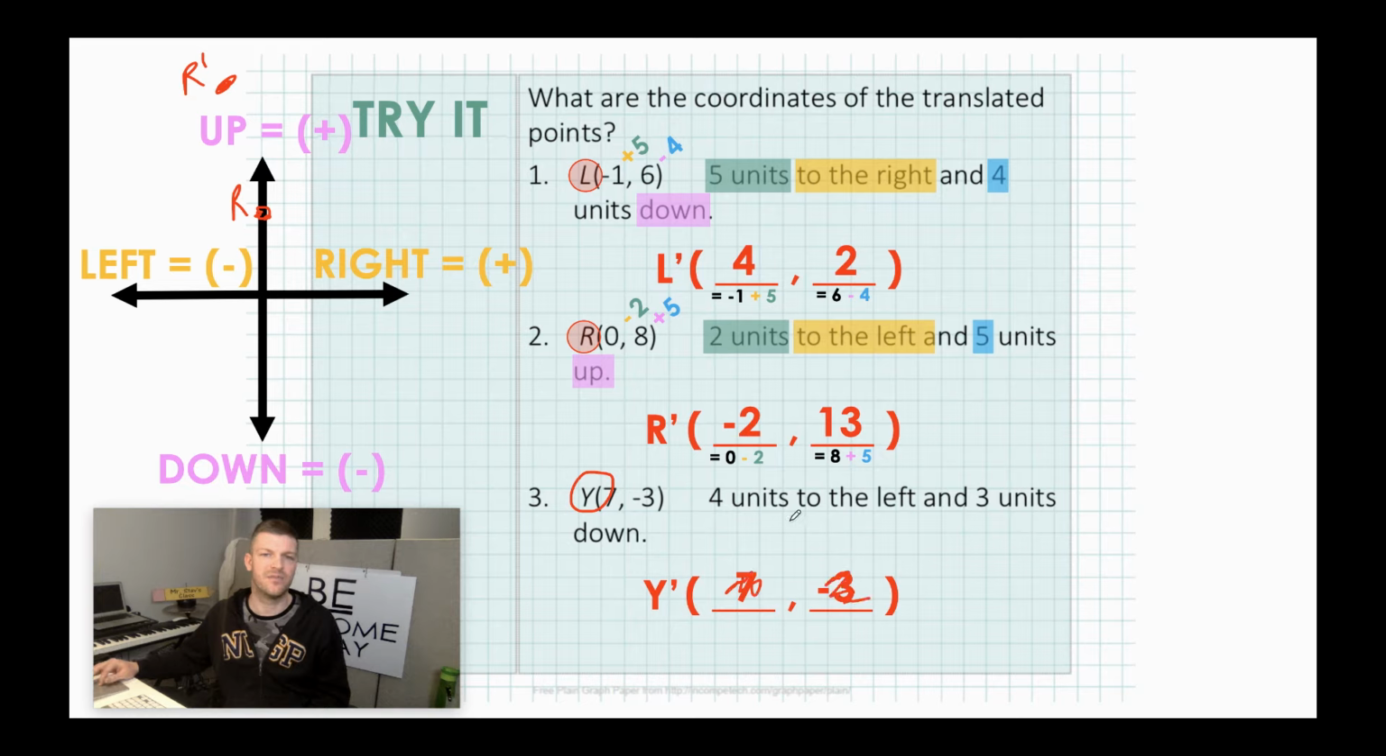All right, so it's going to be 4 units to the left. So 7 take away 4, okay, 3. Good. And then negative 3. 3 units down, so down is in the negative direction. So I'm going to be going away from 0, so I'm going to go negative 4, negative 5, negative 6.